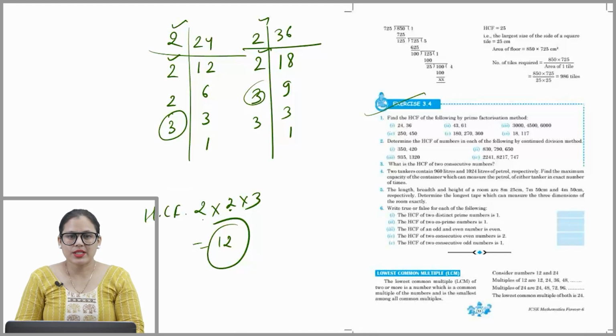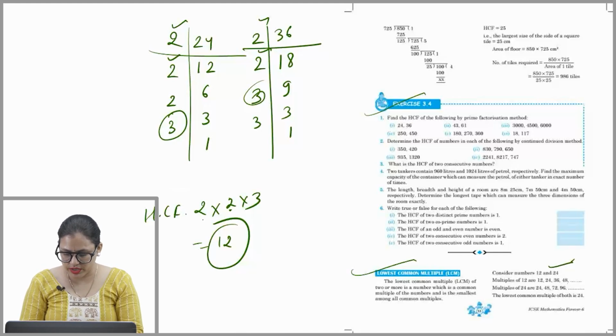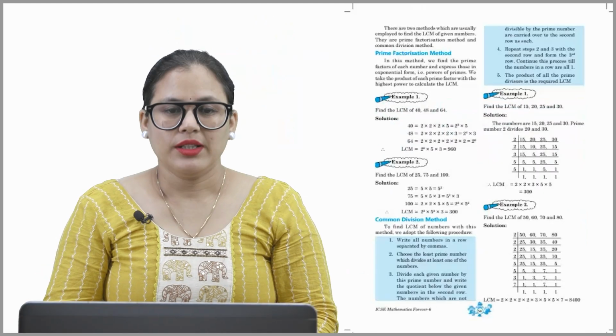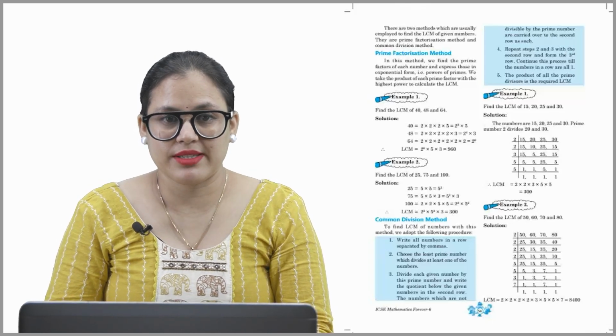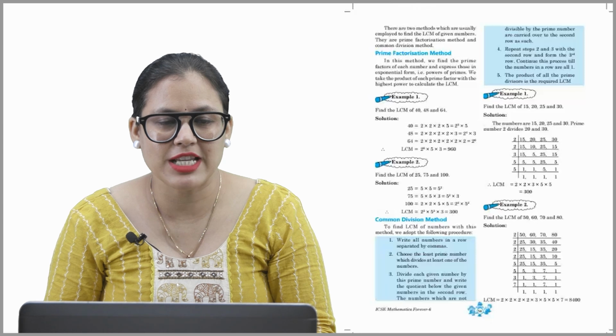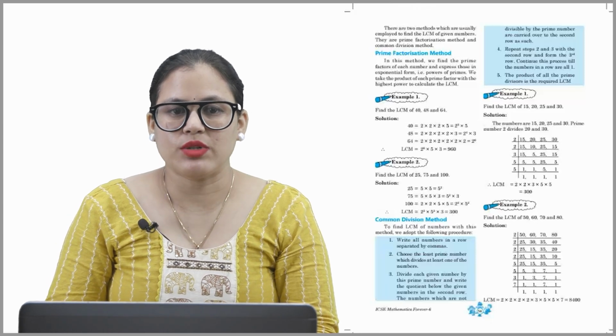Okay. Lowest common multiple, that is LCM. The lowest common multiple of 2 or more numbers is a number which is a common multiple of the numbers and is the smallest among all common multiples. For example, 12 and 24, multiples of 12 are given here, multiples of 24 are given here. So the lowest common multiple of both is what? 24. There are two methods which are usually employed to find the LCM of given numbers. They are the prime factorization method and the common division method.